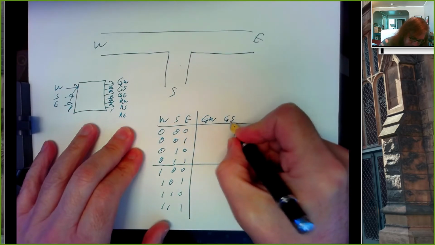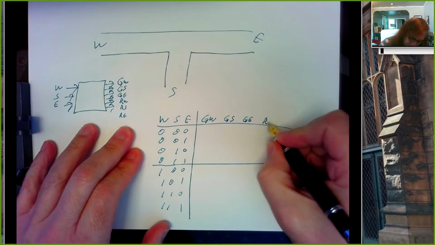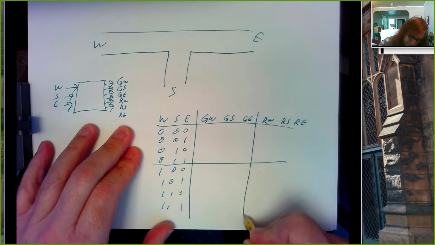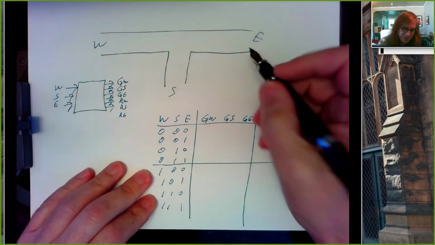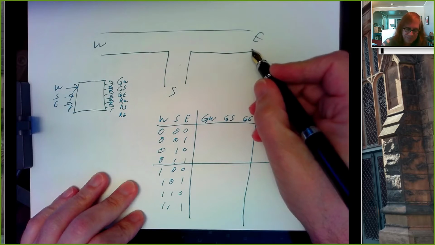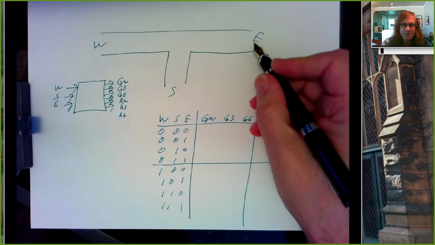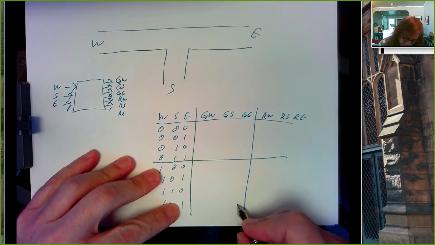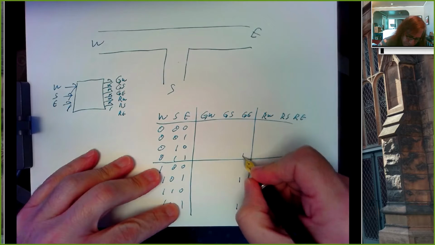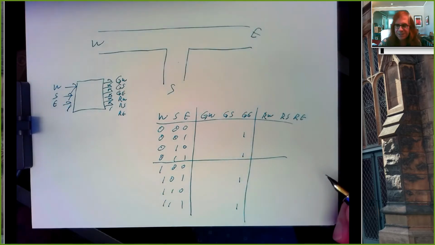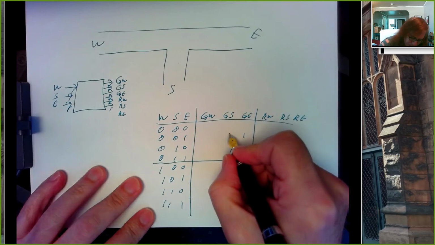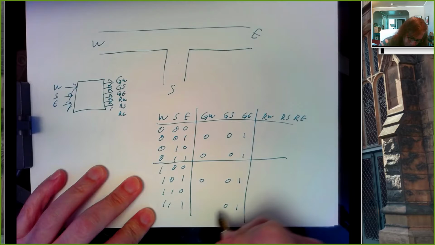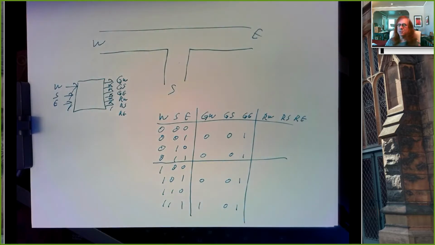Green west, green south, green east, red west, red south, red east. So the deal is, east is the highest priority lane. So if there's a car on east, it should get to go. So anywhere I have a 1 in my eastern input, I'm going to match that in my output. And if east has a green light, then none of the other lanes should have a green light. So that takes care of the case where there's a car on the east.